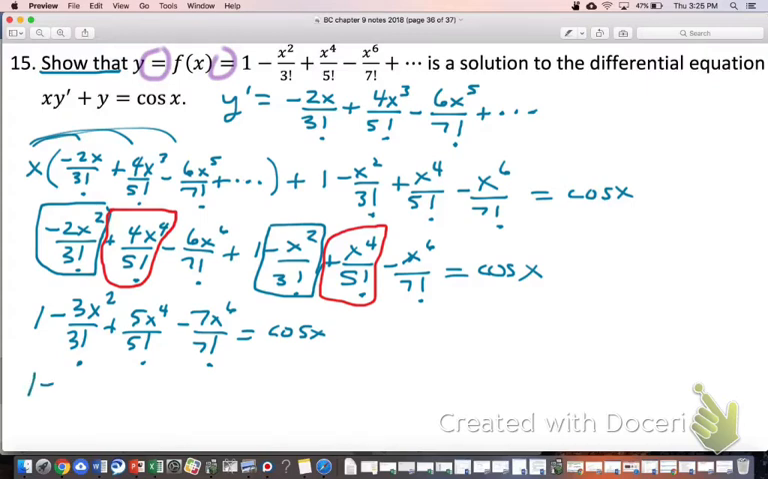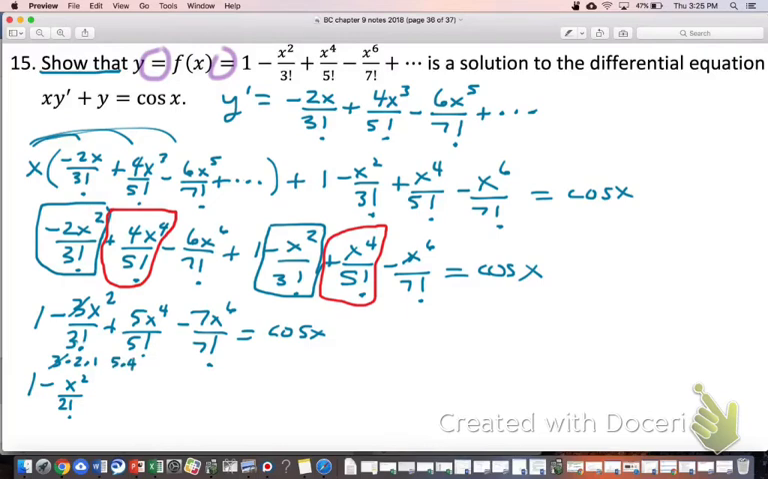So, for example, on this first one, the 3 factorial is really 3 times 2 times 1. So this 3 would cancel with that 3, leaving me with x squared over 2, or it could be written as 2 factorial.